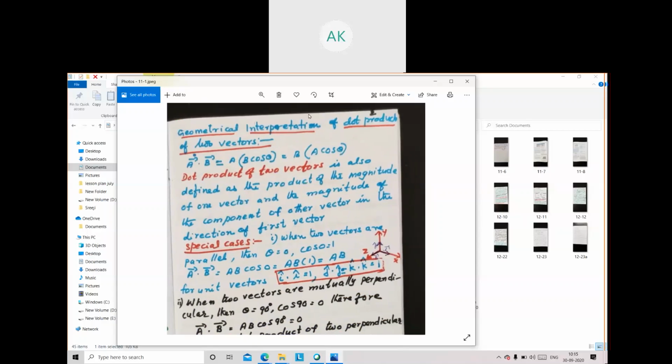Geometrical interpretation of dot product of two vectors. Geometrical interpretation, you can see.